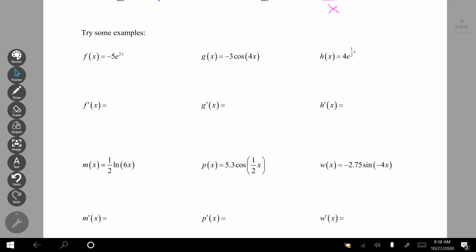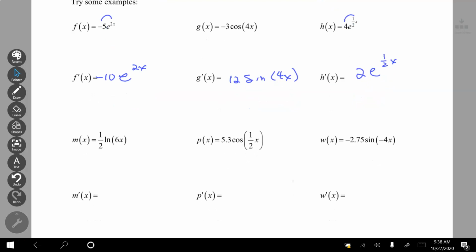So none of these are what I call mini chain rules. I don't have to do the full chain rule. I know it's going to be still e to the 2x. That cannot change, but I multiply these two, I get negative 10 e to the 2x. This is going to be, well, it's a negative cosine, so it's going to be a positive sine of 4x. And then I multiply them, I get 12 sine. So it's going to be e to the 1/2 x. And I multiply them, I get 2e to the 1/2 x.